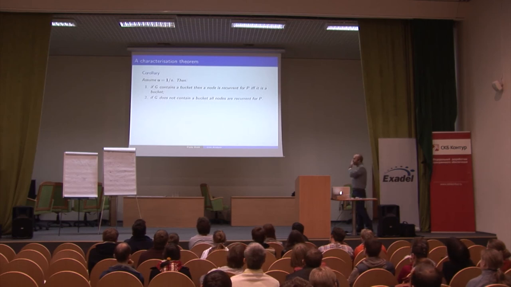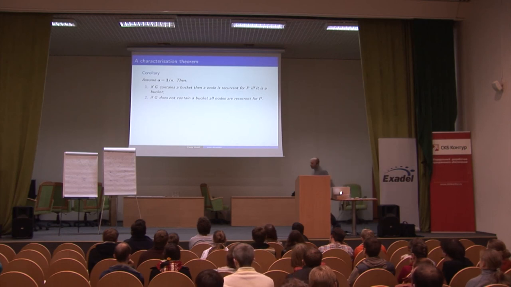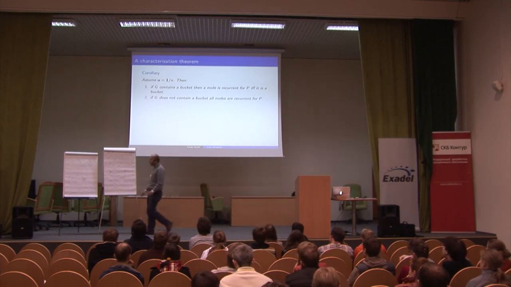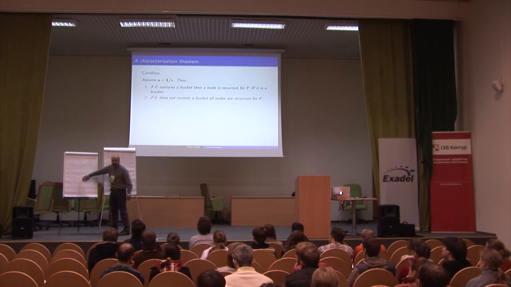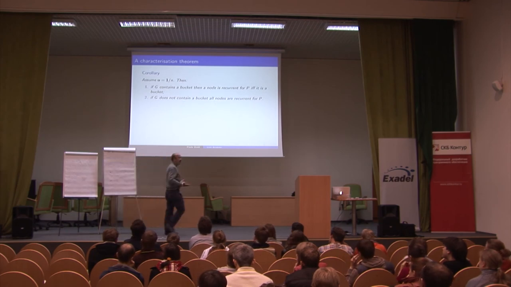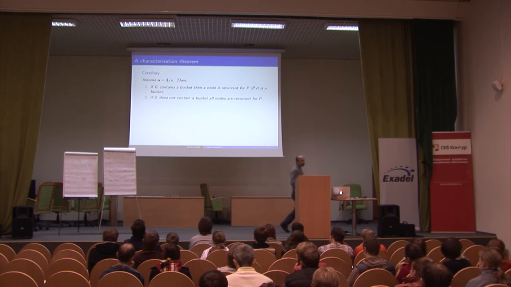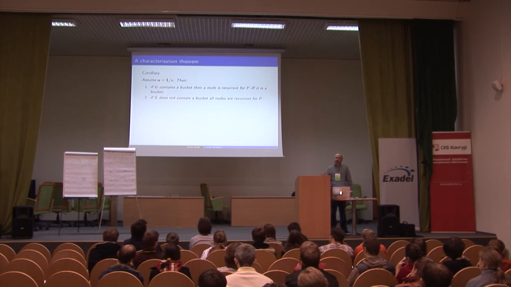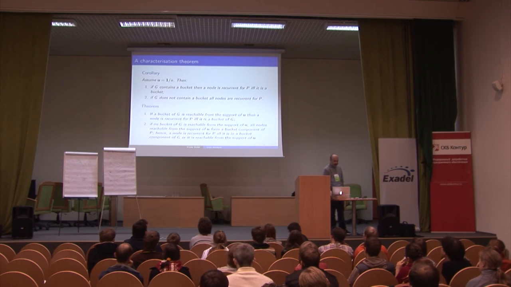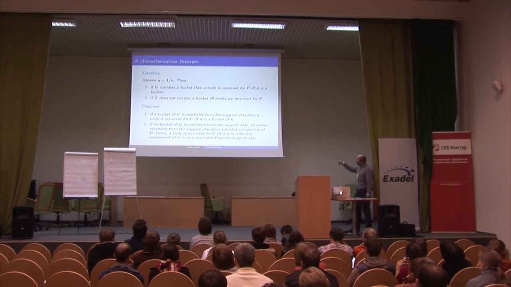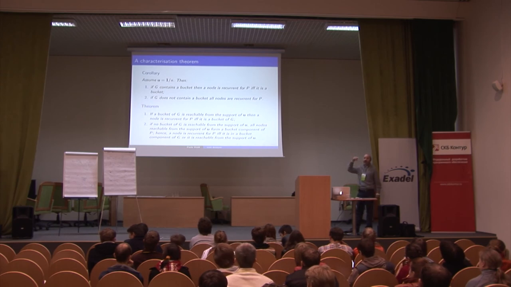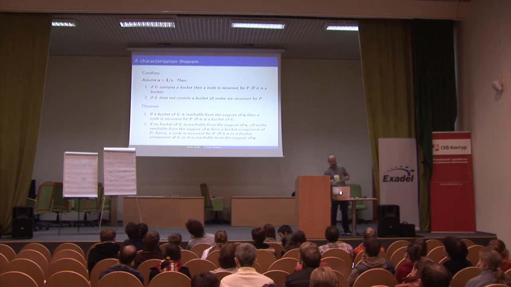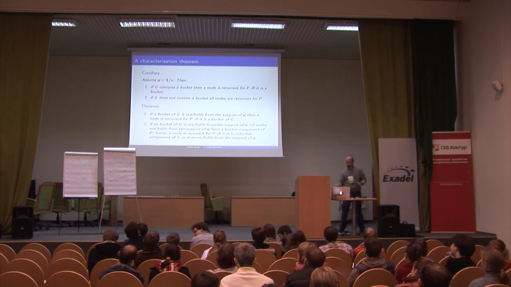There is a special case: if G does not contain a bucket, because it's perfectly possible that for some graph there are no buckets. Well, in this case, every node is recurrent. But this is not a realistic case, because real-world graphs do contain at least one bucket. Actually, they contain a lot of buckets. This is the full theorem. The full theorem covers even the case where the dangling node distribution is not the uniform one. It's a little bit more tricky because you need to think about the support of U, but I don't want to enter into these details.